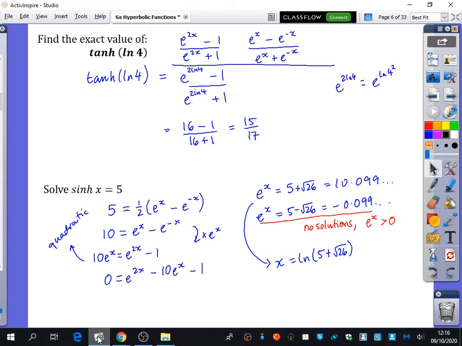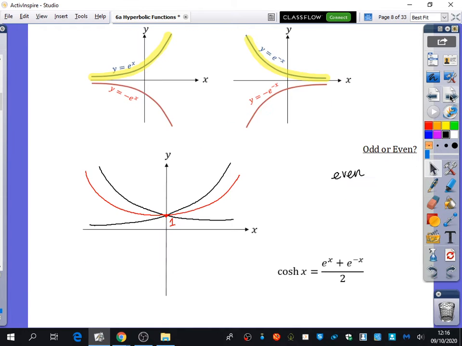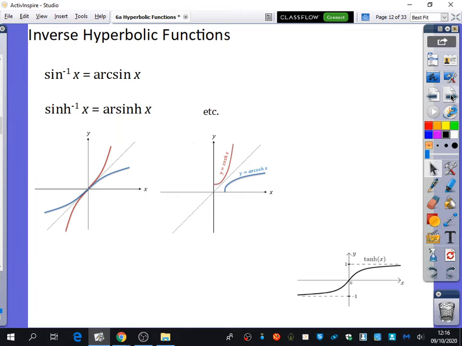Okay, so we've just looked at those functions, the introduction to the functions. Now we're going to think about their inverse functions, okay? Their inverse functions have some interesting things to talk about. Just a note on how you say the inverse functions.